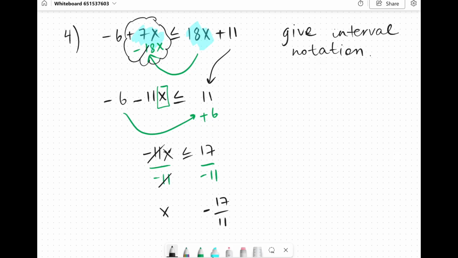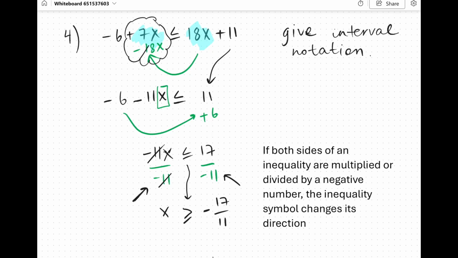or multiply both sides of the inequality by a negative number. Remember, we divided here by -11. We divided both sides by -11. So if that's the case, the inequality symbol changes direction. Here's the rule. This is a very common mistake, so please do make sure that you check if you're dividing or multiplying as the last step was done by a negative number, and if that's the case, change the direction of the inequality.